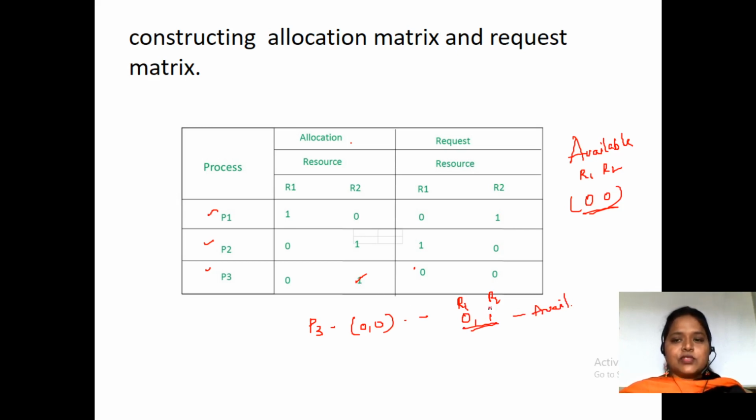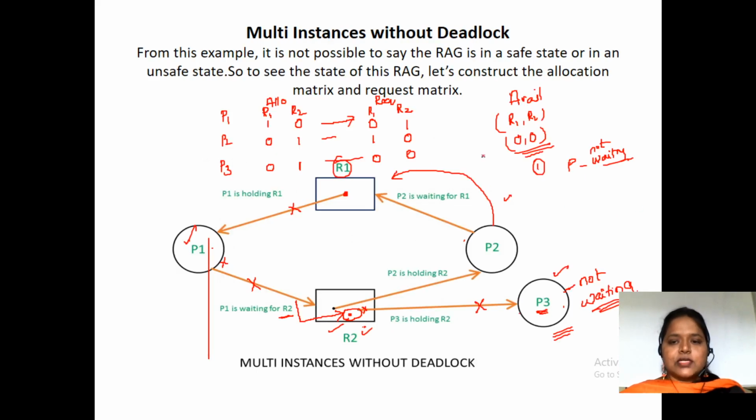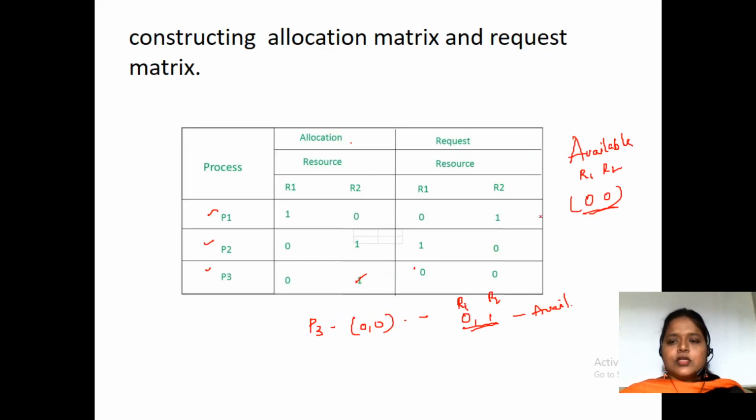Are you getting what I am saying? So first you see what the available resources are. Here this R1 resource is given to P1, so R1 is 0 available. Check R2 resources. One resource is given to P2 and one resource is given to P3, so R2 available resources are 0. So now the availability is 0 and 0. With this 0 and 0, can we fulfill any of the requests? Yeah, the P3 request we can fulfill. P3 needs 0 and 0.